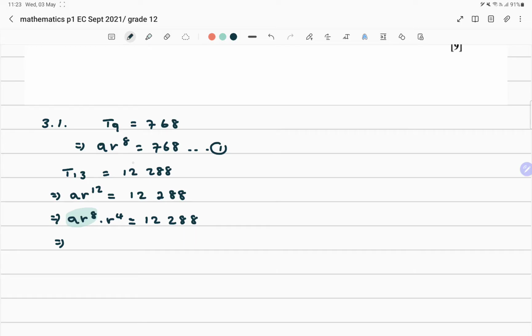So what do we know? ar^8 is basically 768. So this is 768, r^4 is 12,288. And then, of course, we divide by 768. So we get r^4 is equal to 12,288 divided by 768. It's 16. Okay.